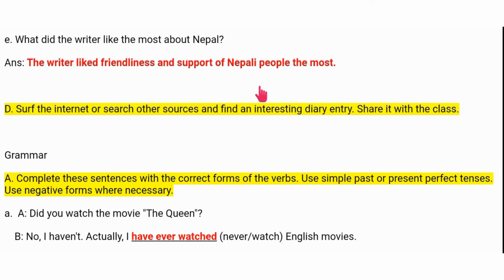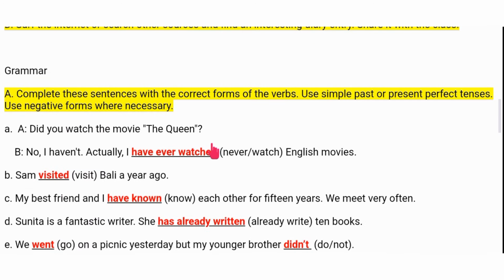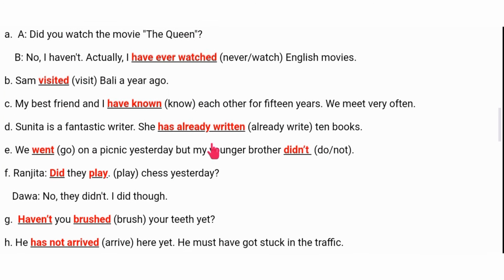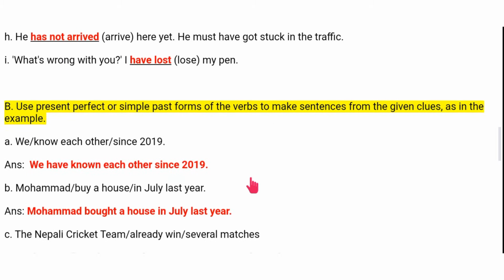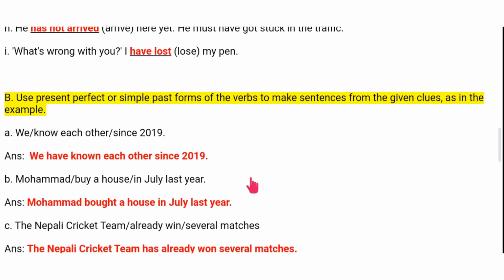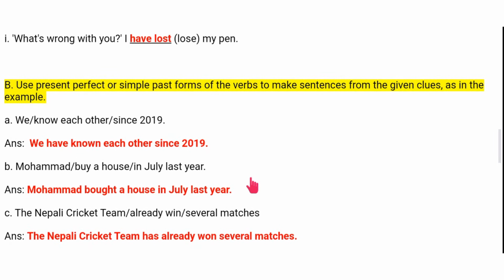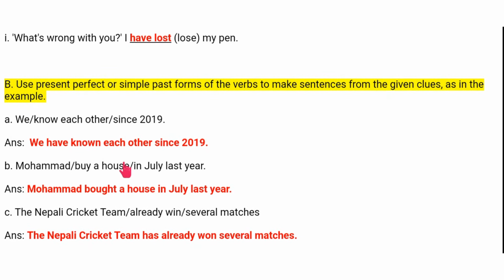D number also here, Grammar 2, you can write here. Okay, grammar, he has not, you can write here. B number, use present perfect or simple past form of the verb to make sentences from the given words, you can write here.